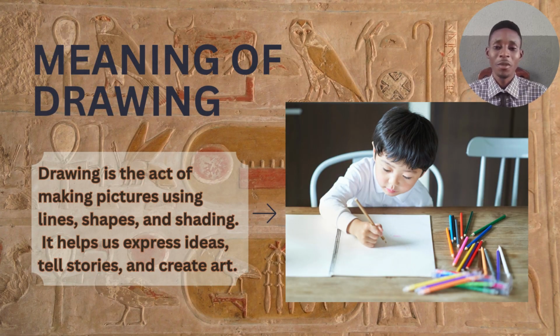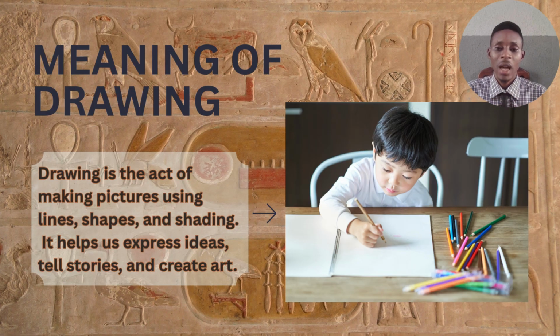The meaning of drawing. Drawing is the act of making pictures using lines, shapes, and shading. It helps us express our ideas, tell stories, and create art. Express your ideas, what you have in your mind to say. You can express them in drawing. You can also use drawing to tell stories, like the comic, and create art. Just be creative about something beautiful. That is what drawing is, and that is what it helps us to do.